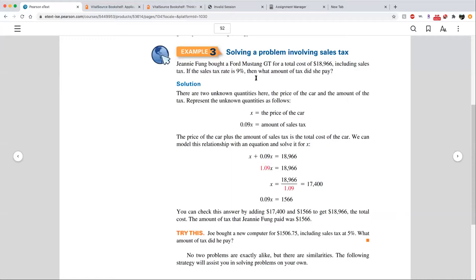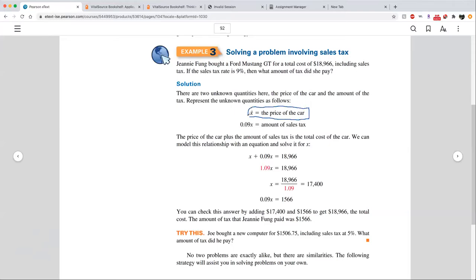normally we set x to be what the problem asks. But in this problem, the question is to find the amount of the tax, right? But in this problem, let's just set x as the price of the car. So x is the price of the car. Okay, in the textbook, this is really nice. So the price of the car is right there.